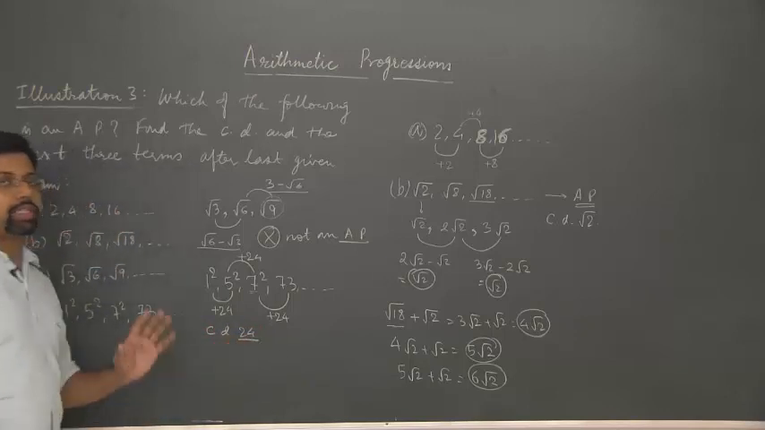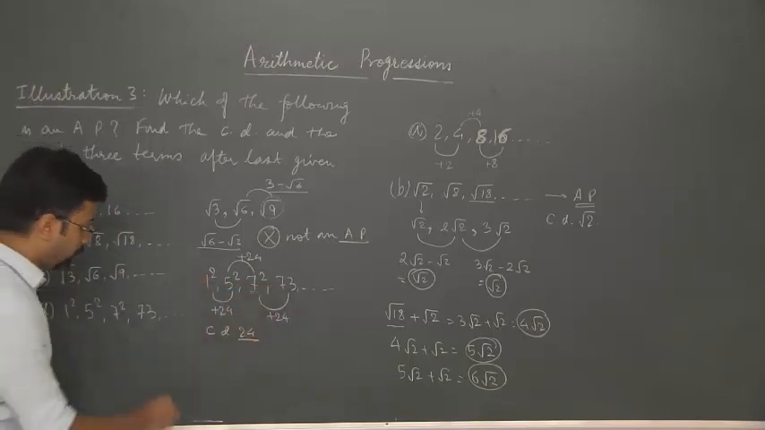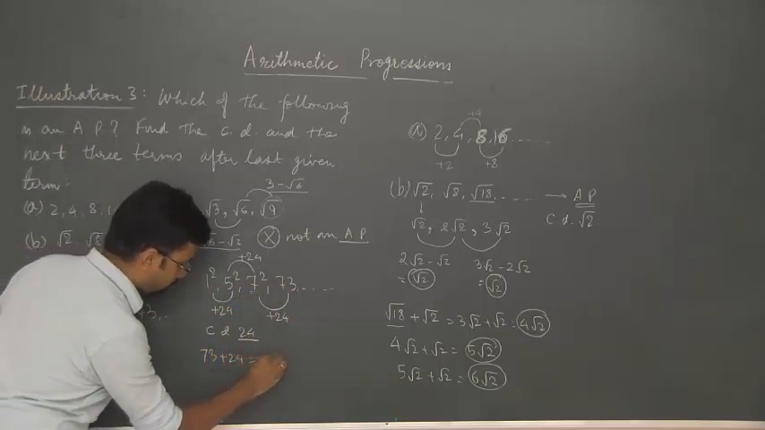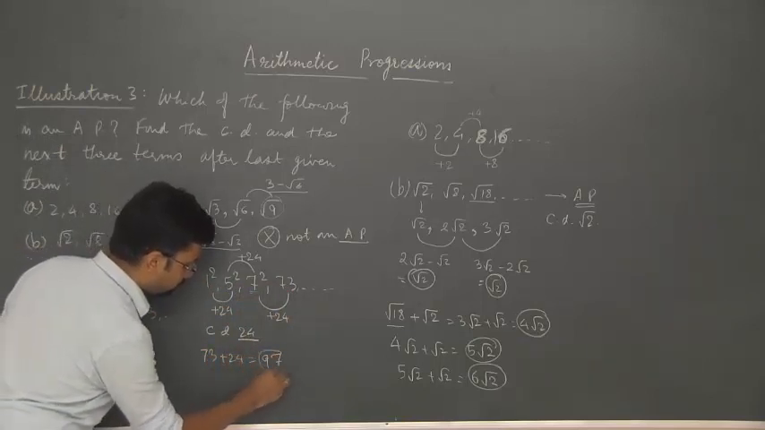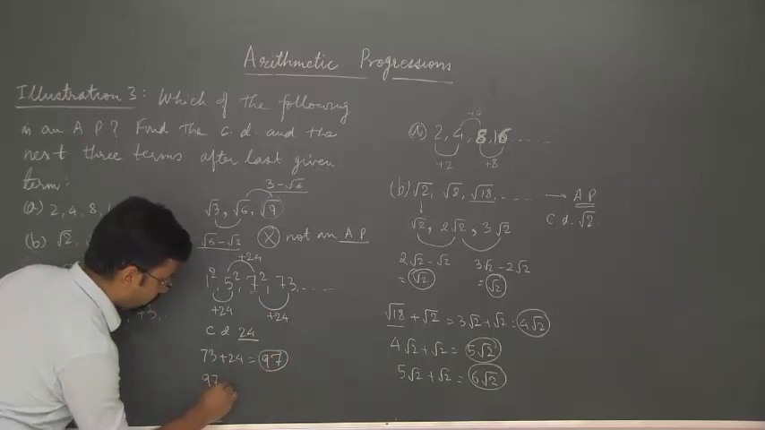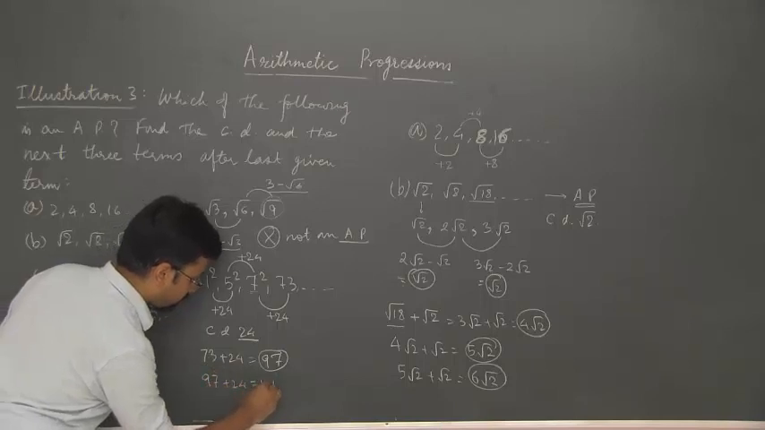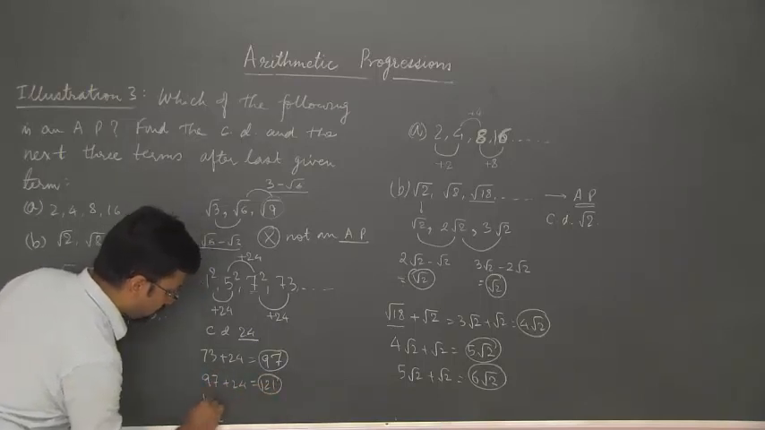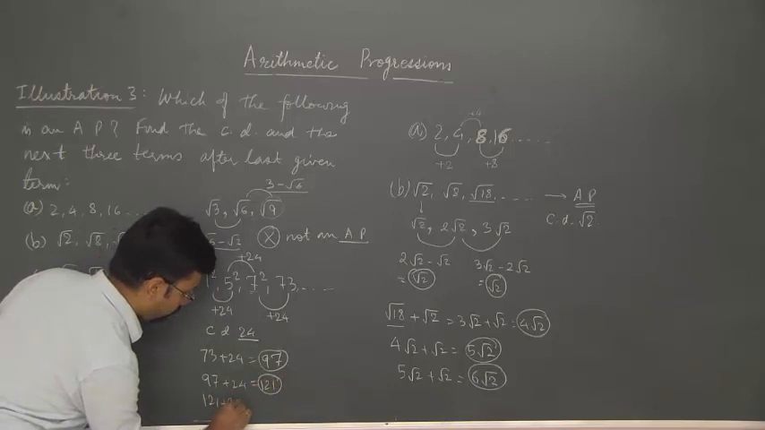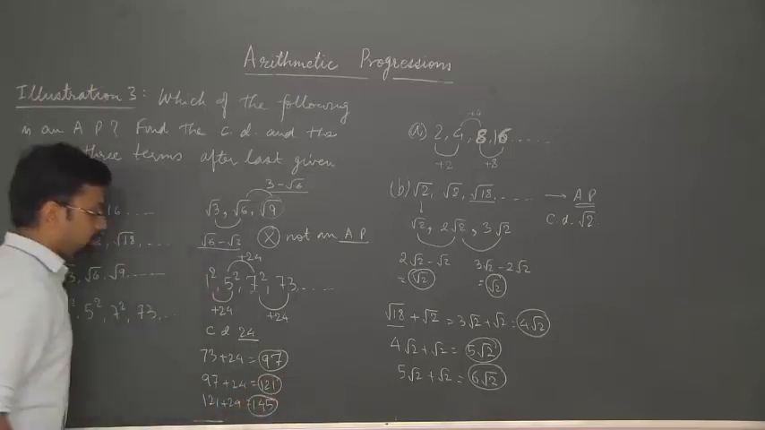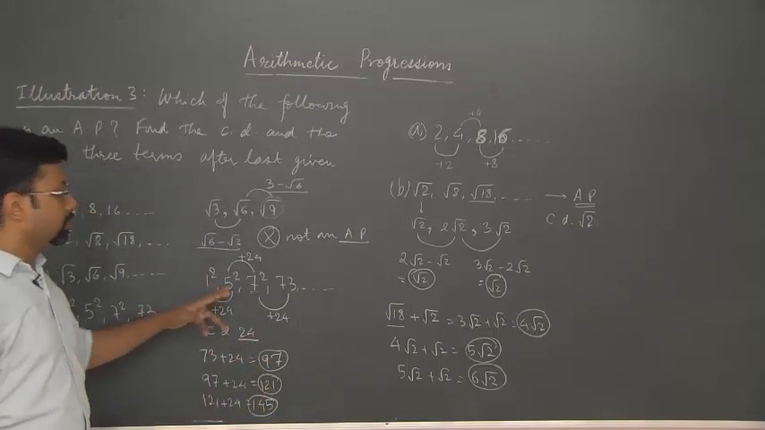If we have to write the next three terms after 73, how do we write it? 73 plus 24, which will be equal to 97. 97 plus 24, which will be 121, and 121 plus 24, which will be equal to 145. So these are the three next numbers of this given AP.